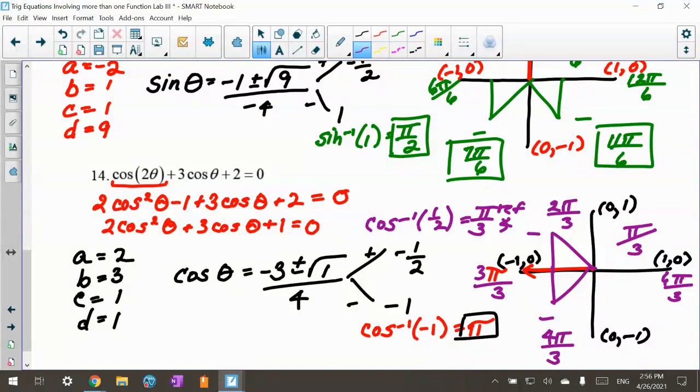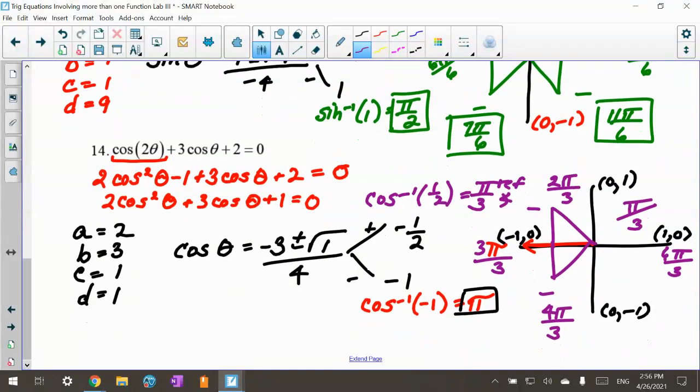So this one has 3 answers again as well. So one of them is going to be pi. The other one's going to be 2 pi over 3. And the other one is 4 pi over 3. So I hope this helps with setting everything up and showing all the work.